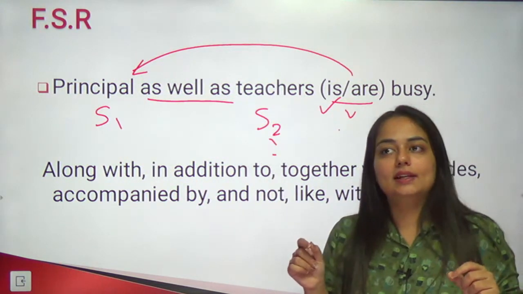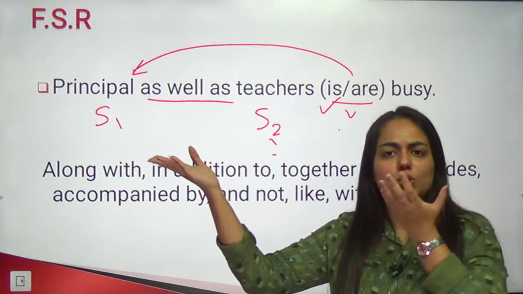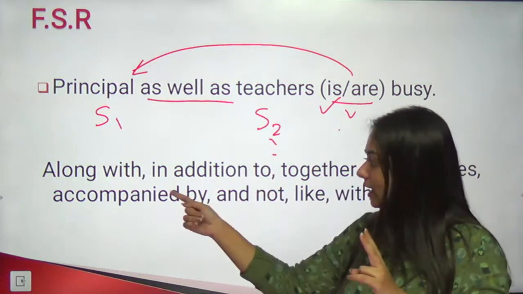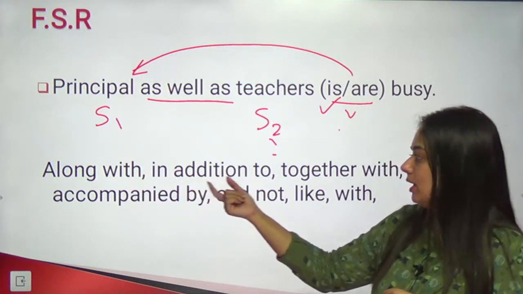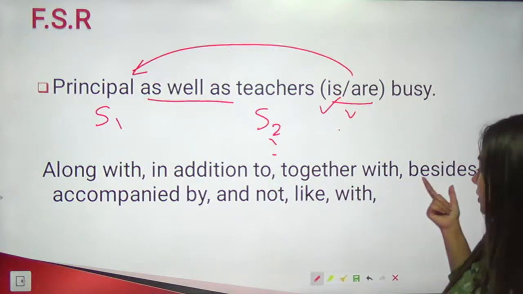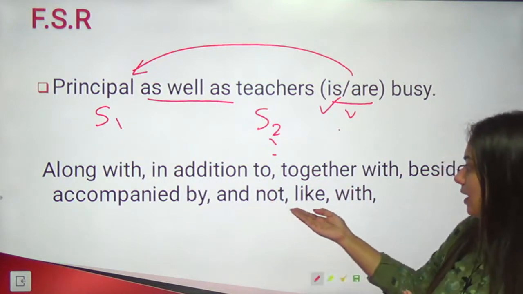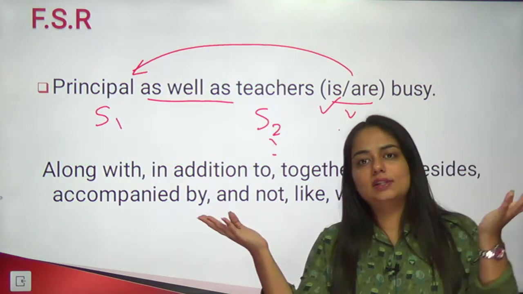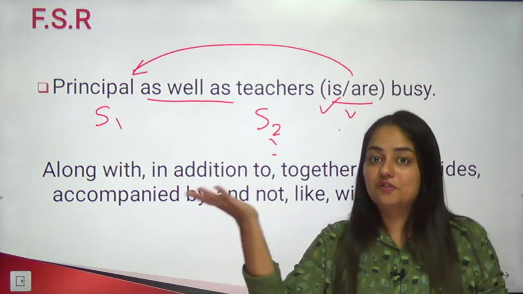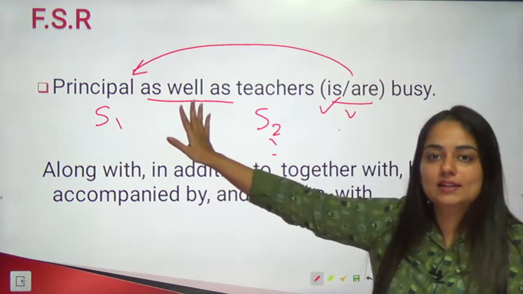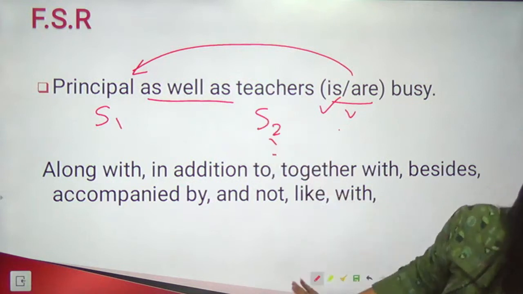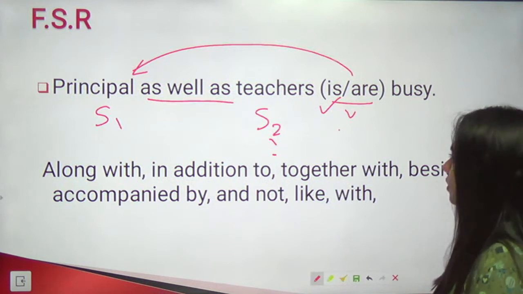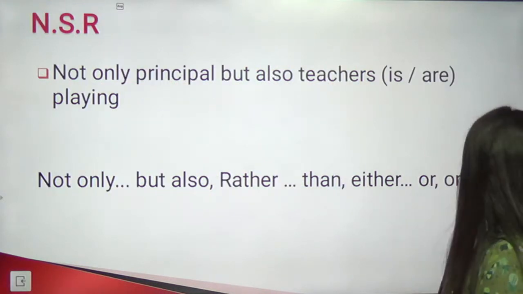Now how will you decide when to consider the far subject, when to consider the near subject? It will depend upon these words. If two subjects are joined by along with, in addition to, together with, besides, accompanied by, and not, like and with, all these words just show that there is an addition of the second subject to the first subject, as if the first subject is more important. This is known as the far subject rule. Very good Ishwari, you answered it correctly again. That is really impressive.